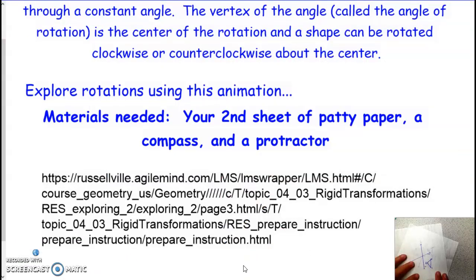So you can see that in mine right here. Okay. All right, so now we're going to do some measurements, because now that we know that it rotated, we want to know, well, how much did it rotate? And this is where we're going to need our protractor.